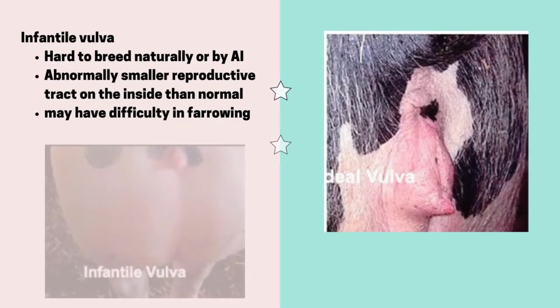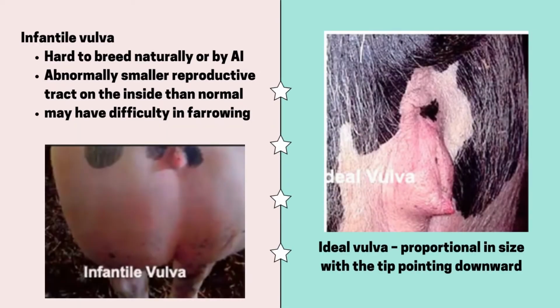On the left, we have a figure showing an infantile vulva. An infantile vulva makes it hard to breed naturally or by artificial insemination. It has an abnormally smaller reproductive tract on the inside than normal, and may have difficulty in farrowing. The next picture shows an ideal vulva, which is proportional in size with the tip pointing downward.